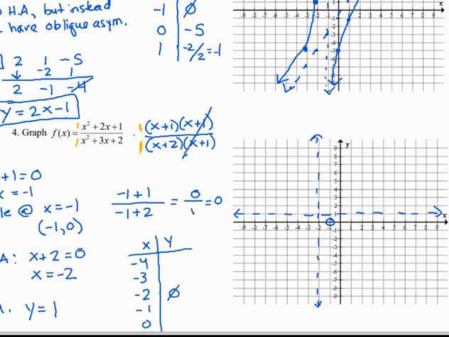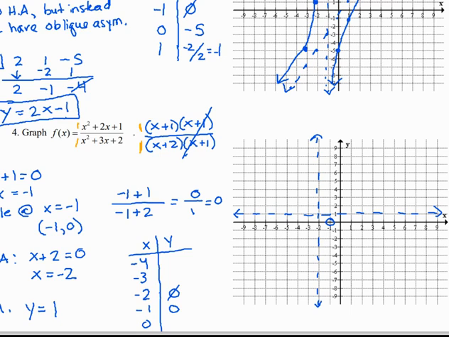Now I'm going to plug them in. It doesn't actually matter whether you plug them into the original or to the new one. I'll just plug it into the new one because that's way less calculations to have to solve. So if I plug in a negative 1, we would get negative 1 plus 1 is 0. And we actually already found that, right? That was our hole. So we have negative 1, 0.